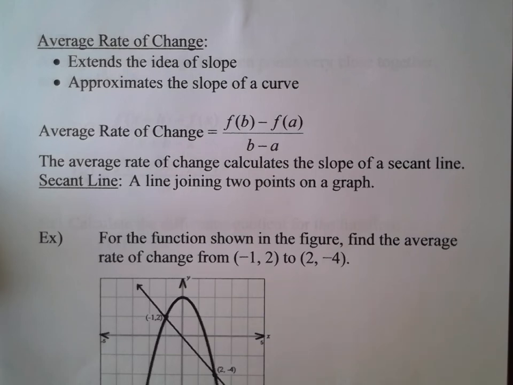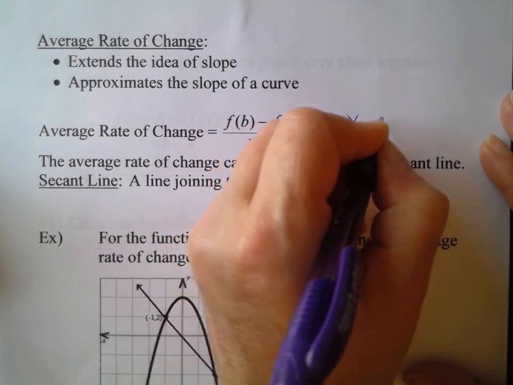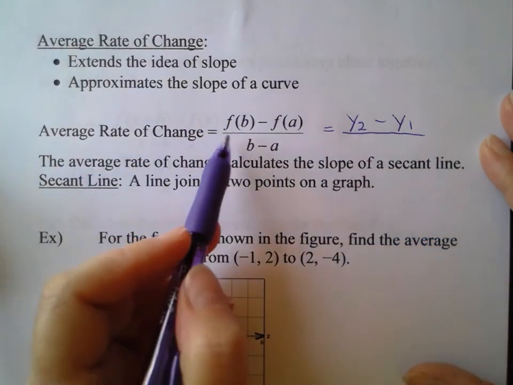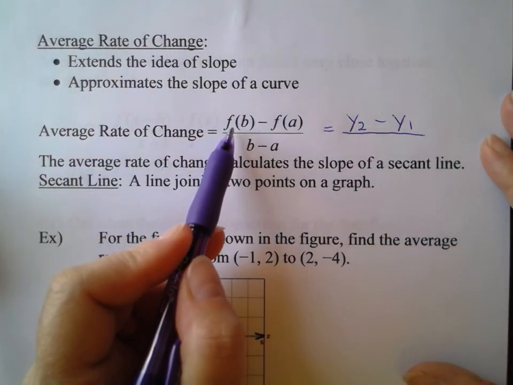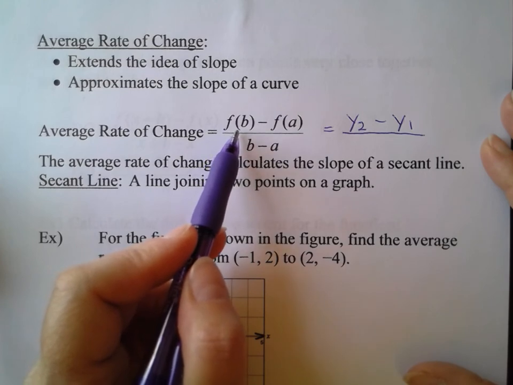So the average rate of change extends the idea of slope from not just a line. It allows us to approximate the slope of a curve. And so we have a formula here for the average rate of change. Really, this is the same as the slope formula. For each y, I'm writing it with function notation. So instead of using y, I think of f of x. That's kind of the idea here.